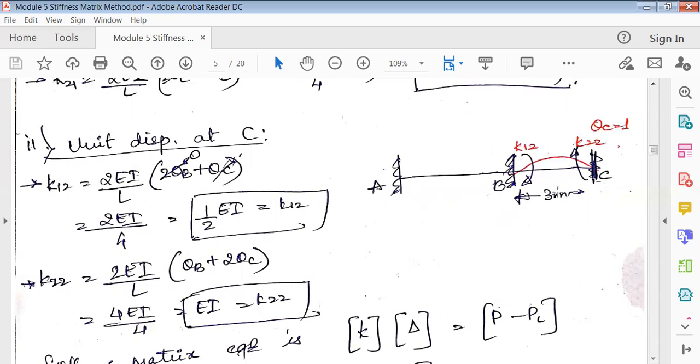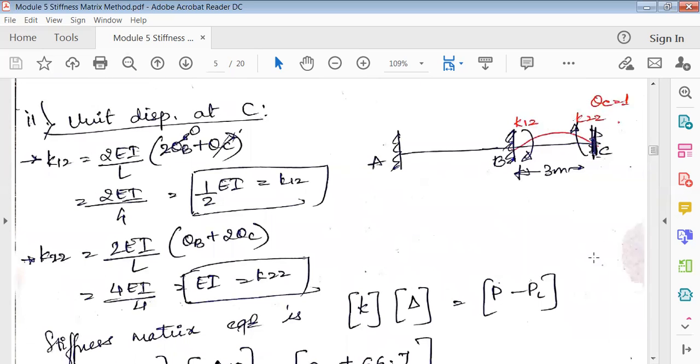Okay, this is 4 meter actually. All right, don't write 3, it's 4. So 2EI by L, then 2 times theta B plus theta C. So theta C is again, we are releasing this joint. Okay, so theta B is fixed here. Wherever we apply the rotation, that joint should be released. So the other joint should be fixed. That's why theta B is 0 and this is theta C. Okay, so we get the value K12.